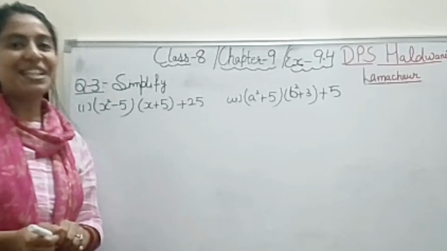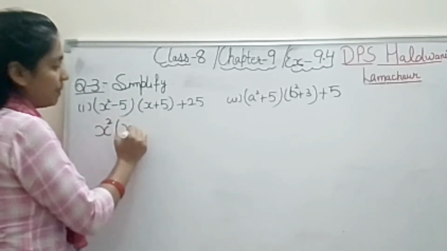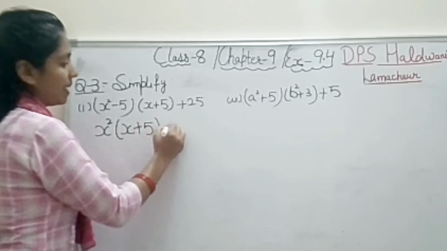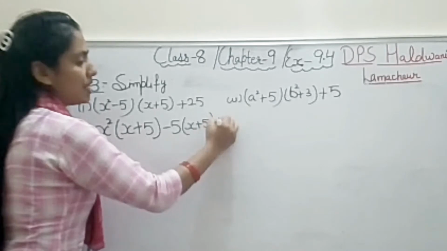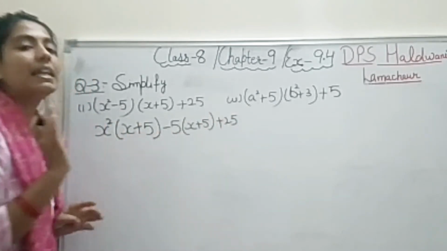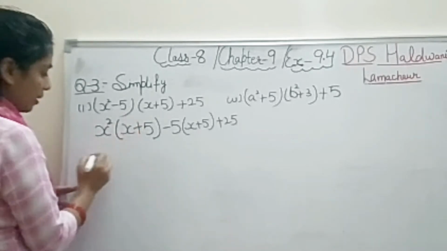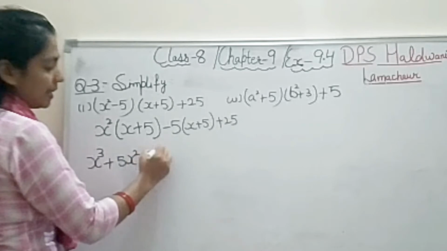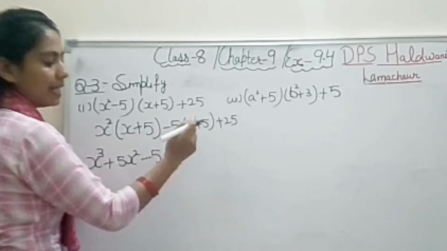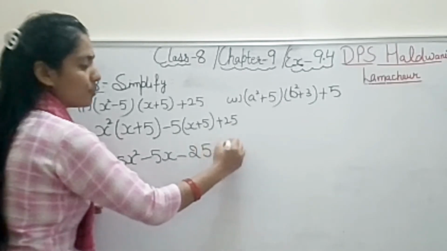So let's start the solution. First of all, the very first term, x square, will multiply with x plus 5. In the same manner, minus 5 will multiply with x plus 5. And this plus 25 term will remain as it is because it's not included in the bracket, right? Now solve it. x cube plus 5x square minus 5x, minus 5 fives are 25, and plus 25.